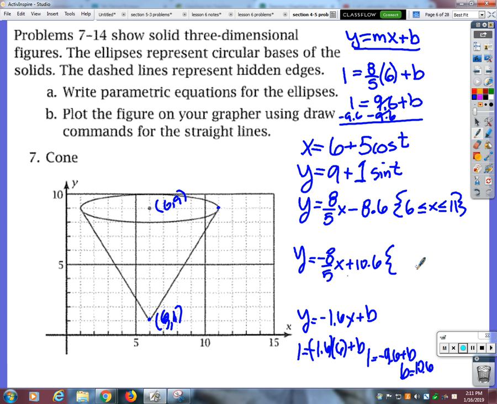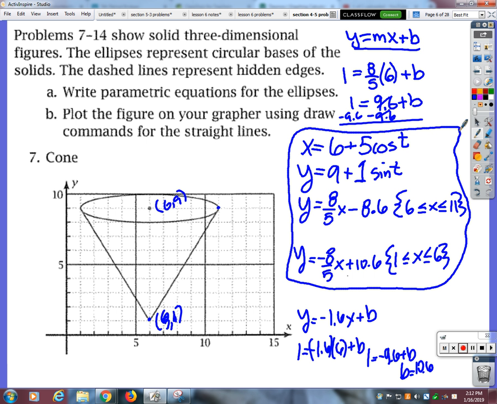And this is from x equals what to what? 1 to 6, because this is the piece on the left. Okay, so these are your 4 equations.